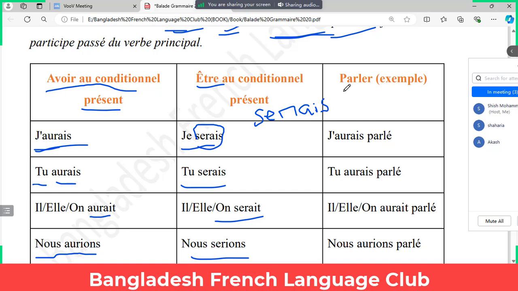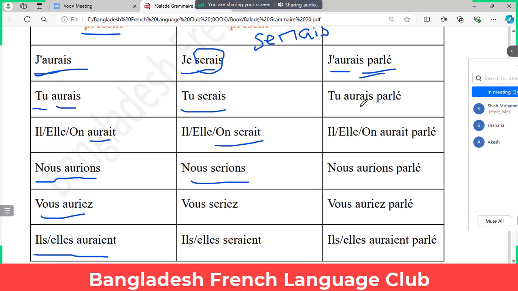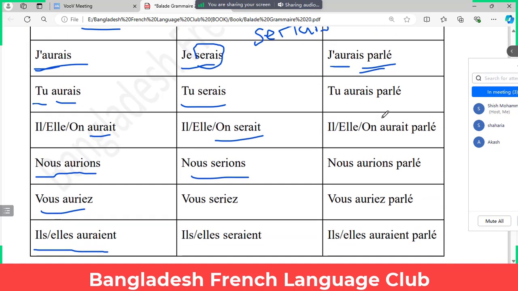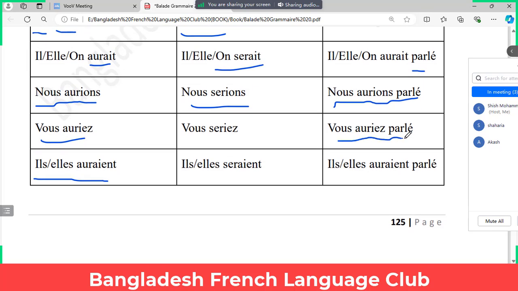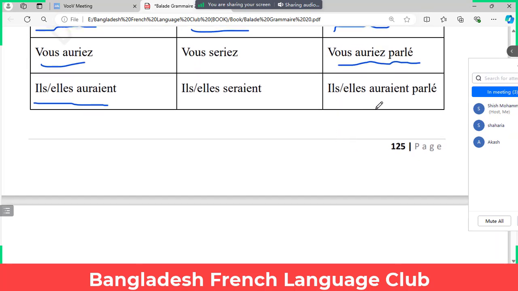Then we will add the past participle form of the main verb. So if we say j'aurais parlé, it means I would have said. Tu aurais parlé means you would have said. Il, elle, on aurait parlé means he, she, or we would have said. Nous aurions parlé, we would have said. Vous auriez parlé, you would have said. Ils auraient parlé, they would have said.